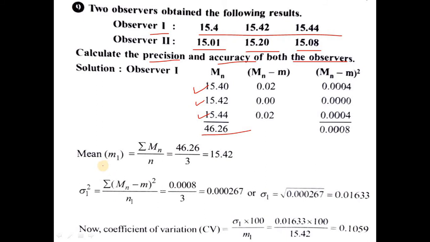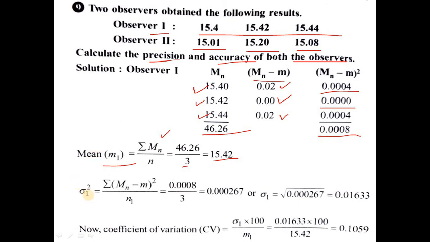Then we take the mean value, the summation of all the values divided by the number of observations, that is 15.42. Then we take Mn minus M: Mn 15.40 minus M, meaning the mean. So the first value is 0.02, second 0.00 and 0.02. And when we take the squares, these are the values, and the summation is 0.0008.